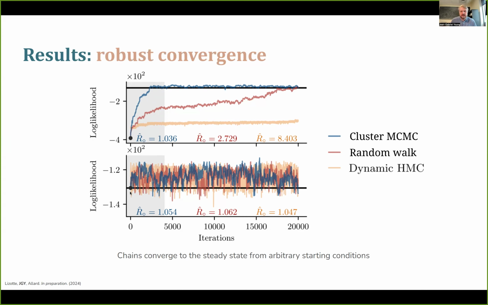And then there's this measure called R hat that's used in this field that basically says how good of a mixing you are getting, and it's supposed to be close to 1. And so we get 1.03, which is considered good. So the chain is mixing well, and competing approaches get as high as 8 or 2, so they don't mix well.